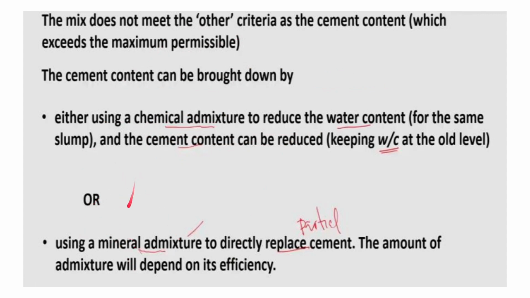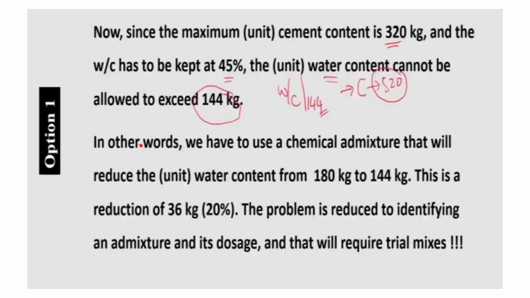We can also utilize the concept of mineral admixture, where they replace the cement partially, directly, with respect to its efficiency. By that logic also we can bring the 400 kg cement to less than or equal to 320. In this mineral admixture case, it mainly depends on the efficiency of the admixture. So both using chemical admixture and mineral admixture, we can bring the cement content down to the desired levels.